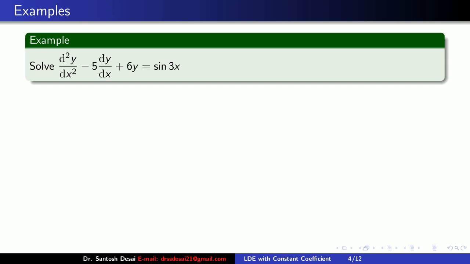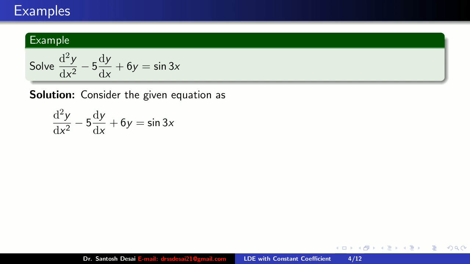So first, solve d2y by dx square minus 5 dy by dx plus 6y is equal to sin 3x. Now the solution of this equation is nothing but complementary function plus particular integral. So let us consider the given equation d2y by dx square minus 5 dy by dx plus 6y is equal to sin 3x. Now the auxiliary equation is D square minus 5D plus 6 is equal to 0. Now this is a quadratic equation with the values of a equal to 1, b equal to minus 5 and c equal to 6.